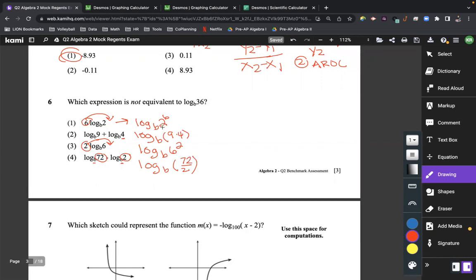Now, these are not simplified, so I'm going to go right ahead and do that. So if you use your calculator, 2 to the 6 is actually equal to 64. So this is log base b 64. 9 times 4 is 36. So this would be log base b 36. 6 squared is 36. So again, this is log base b 36. And then 72 divided by 2 is 36. So it's log base b 36. Now the question's asking which one's not equivalent, and the answer is obviously 1.